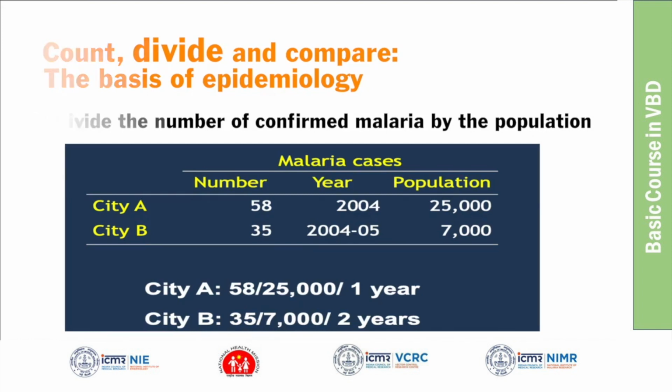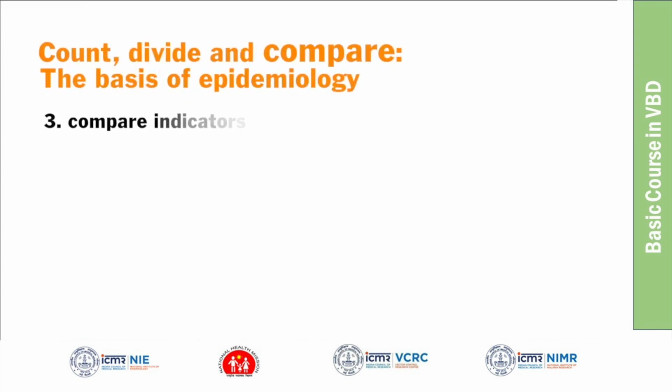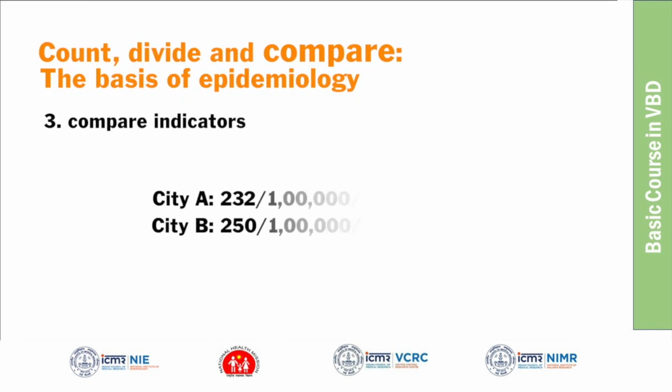Dividing alone doesn't help. We have to make a comparison. So when we compare the indicators between city A and city B per year, city A has 232 per lakh and city B has 250 per lakh per year. Now, since we had 2-year information for city B, we have converted that into 1-year information and calculated city A and city B malaria rates, malaria frequency, per year, per 100,000 per year.